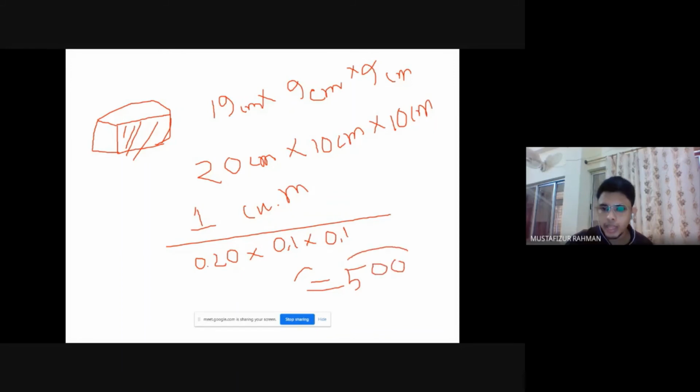That means that we have to use at least 500 bricks for 1 cubic meter of brickwork. Now this value should be increased by some amount, because there will be some losses at the field. Some bricks will break, some we have to break intentionally because we are using closures. But in general, we will say that we require 500 bricks for 1 cubic meter of masonry work. Fine.